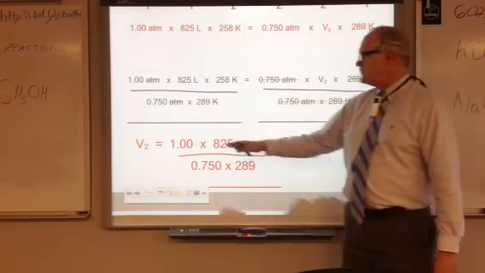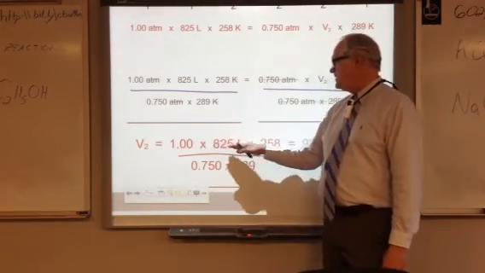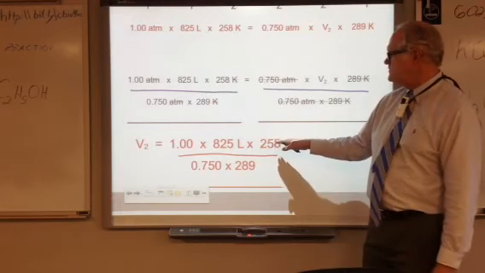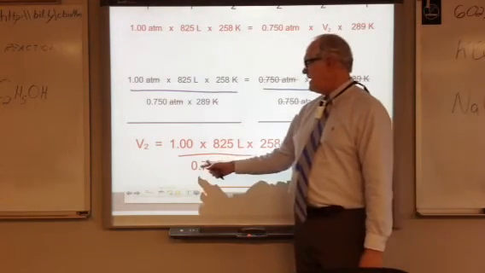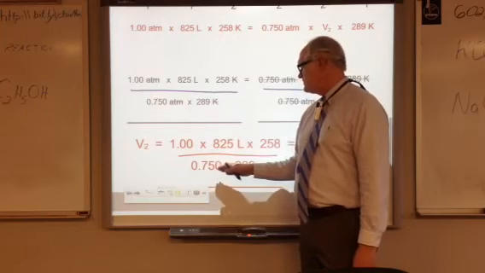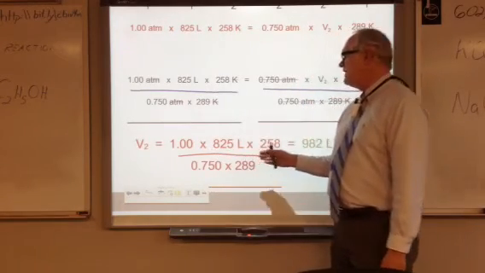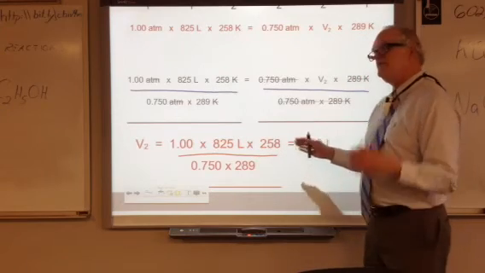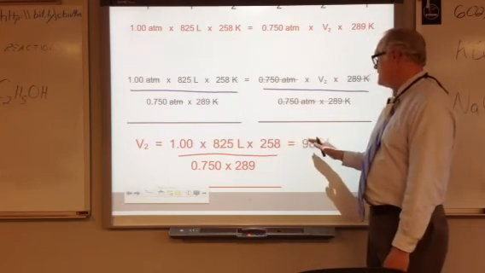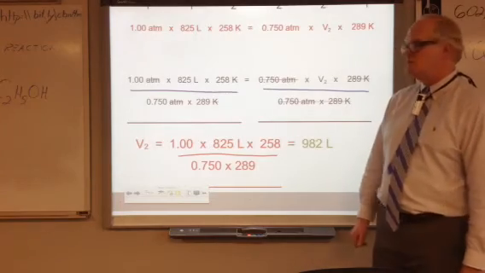Volume 2 equals 1 times 825 liters times 258, divided by 0.750 divided by 289. So we do that calculation and we find out that volume 2, the new volume of the balloon when it gets high up in the air, is 982 liters.